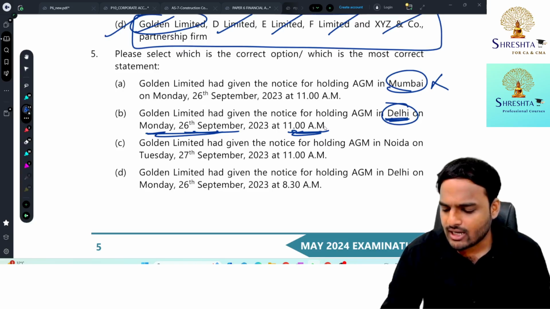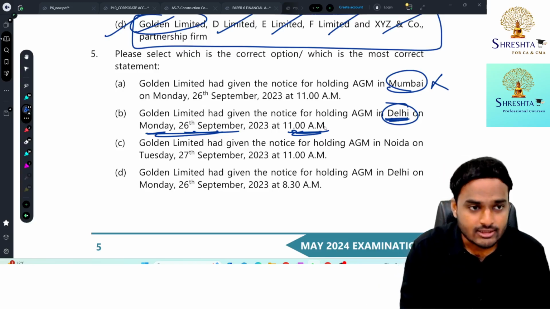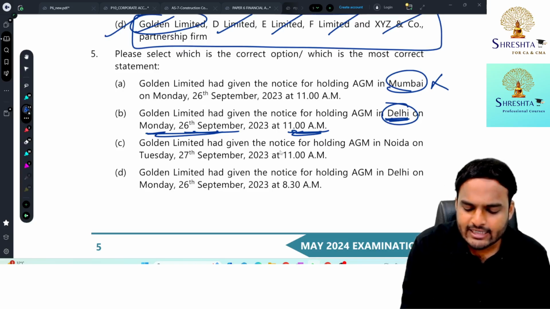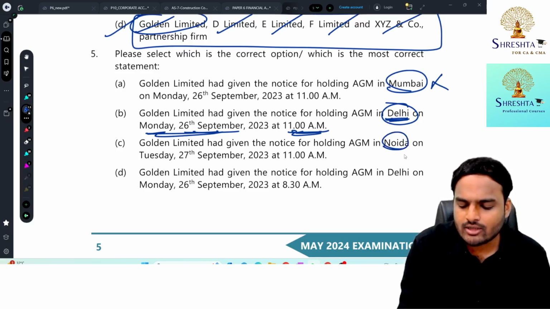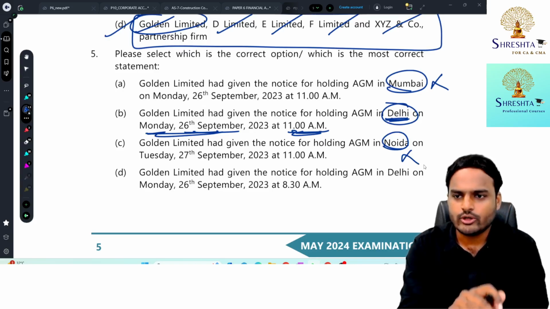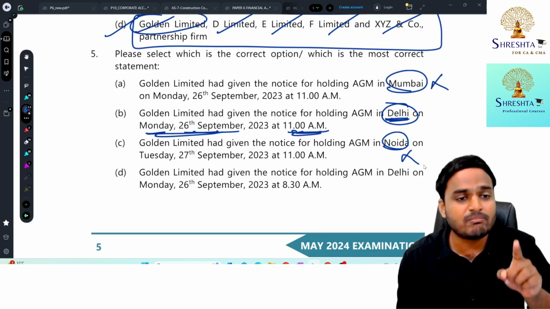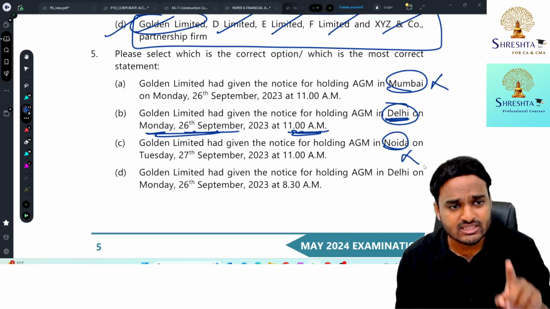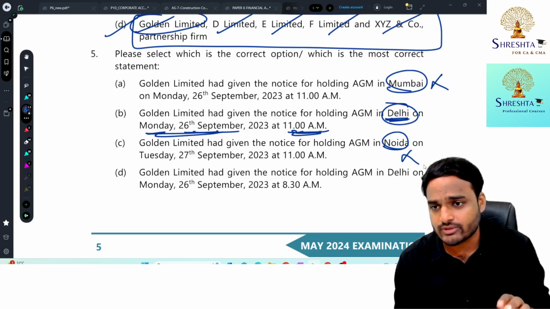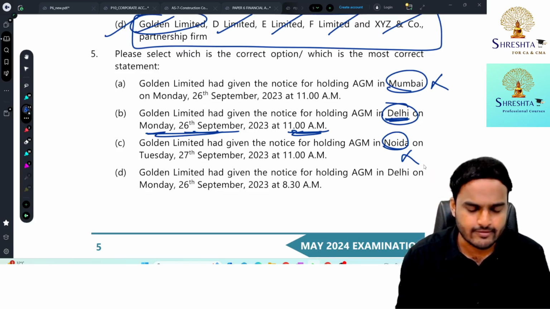And let me look at other options too. Golden Limited had given notice for holding AGM in Noida, the corporate office. Company has to conduct AGM either at the registered office or at any place in the city, town, village where the registered office is situated. So Noida is a wrong option.